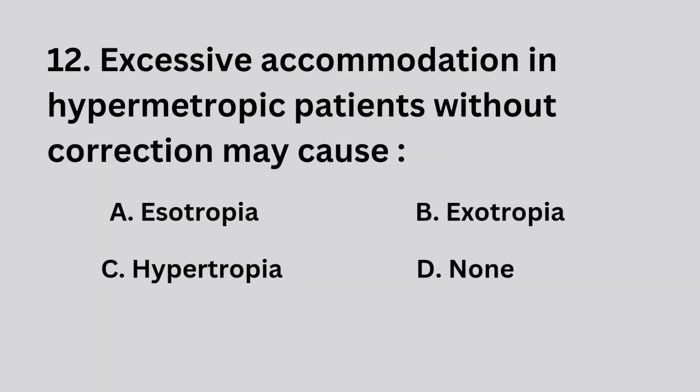Next question. Excessive accommodation in hypermetropic patients without correction may cause option A esotropia, option B exotropia, option C hypertropia, and option D none of them. Correct option is option A esotropia.